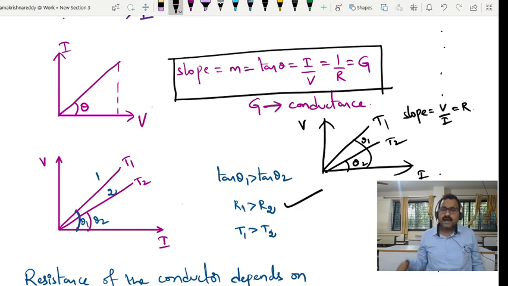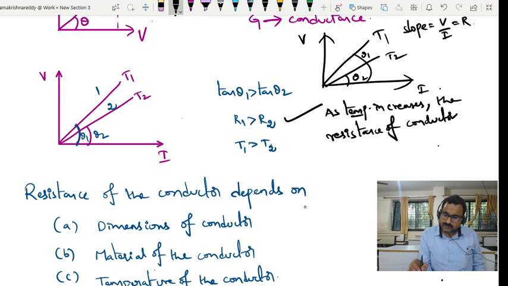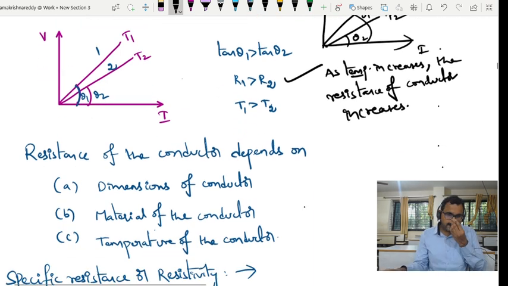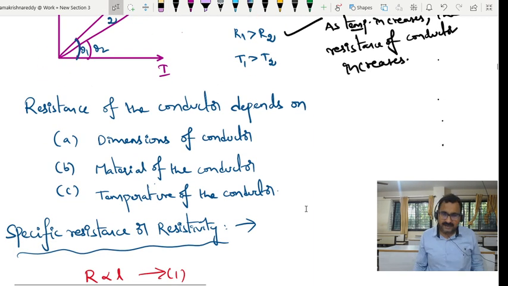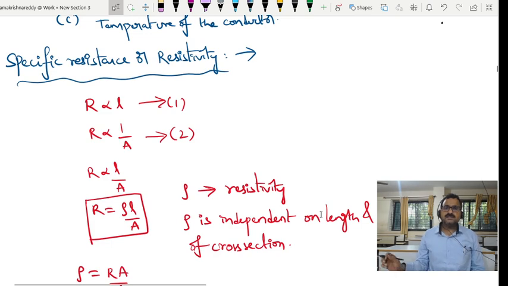But remember that as the temperature increases, only then does the resistance of the conductor increase. So that is the point we are focusing on. As the temperature increases, the resistance of the conductor increases. Now, on what factors does resistance depend? Dimensions like area, length, material, and temperature of the conductor. That is the only condition. As temperature increases, what about the resistance of the conductor? Increasing only.